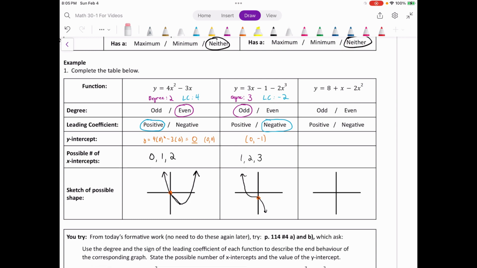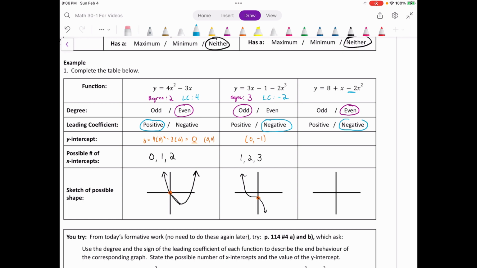Last one here, trying it out. 8 plus x minus 2x squared. They're trying to trick us again, right? They didn't write it in standard form, so don't fall for that. We know that the degree is just the highest exponent on x. No promise that it will always be in the leading spot. That's standard form. That's the polite way to write it, but no guarantee that they are always going to be polite. So the degree is 2, that is an even degree, and our leading coefficient is -2.